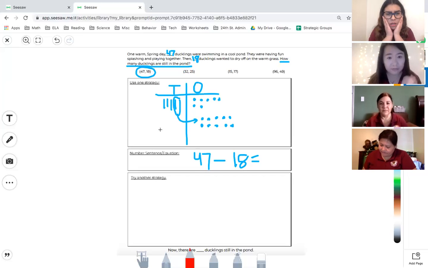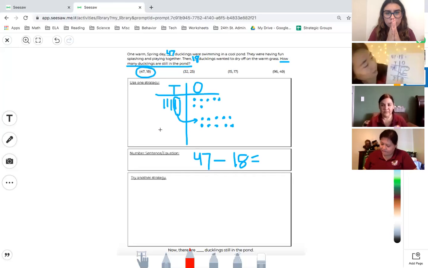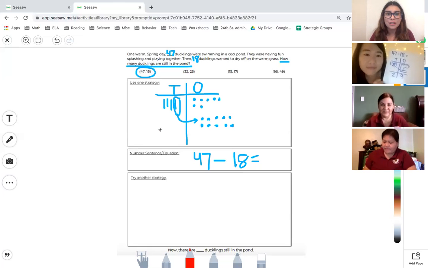Wait, Miss T, I'm a little confused. Where did you get the 2 tens from again? I borrowed one of the tens, and then I made it into 10 ones. And then because I'm subtracting 18, I crossed out another 10. Exactly.